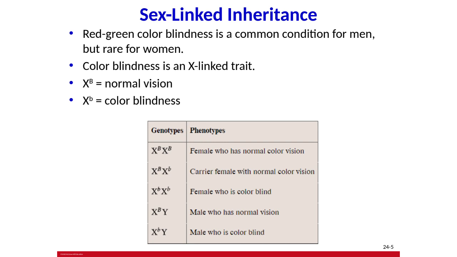A male who has normal vision would be X big B Y. So we have just a single copy of the gene, but it's the correct or normal one. However, if you have X small b Y, then this male would be colorblind.